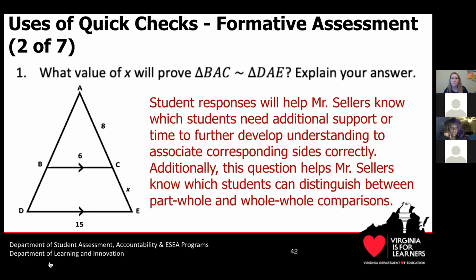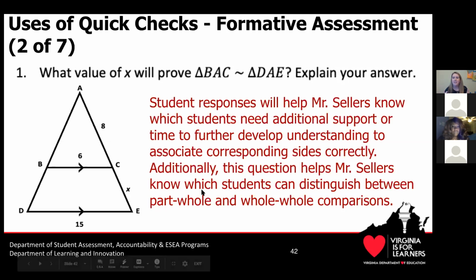As students are responding, those responses are going to let Mr. Sellers know what students might need additional support to help them understand those associating corresponding sides. Also the comparison of part to whole within those overlapping triangles. So there's some great information he can gather from students right in the moment to help him as he's working on today's lesson. He knows how they did yesterday. How can I use that information to guide my instruction today? What additional examples might I need to include as we're working in class?